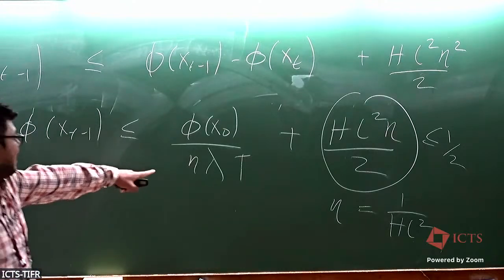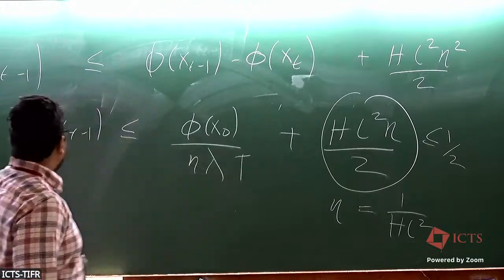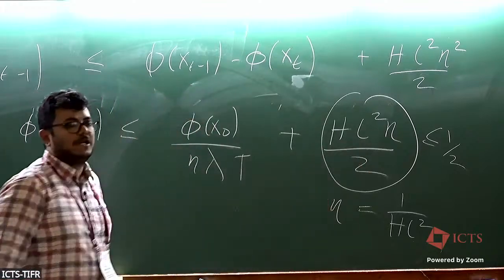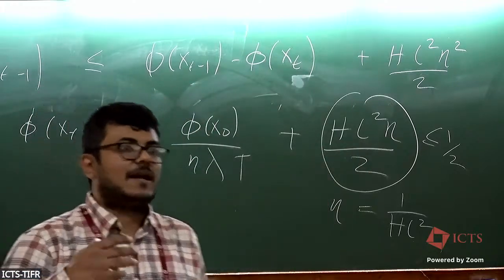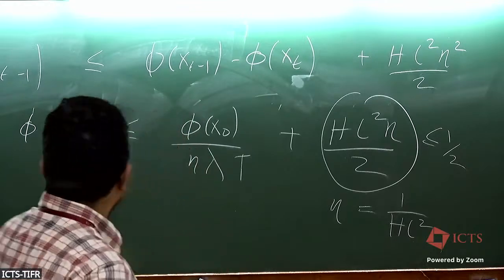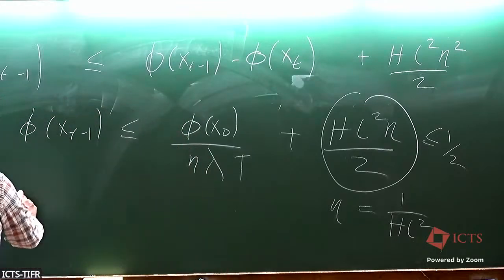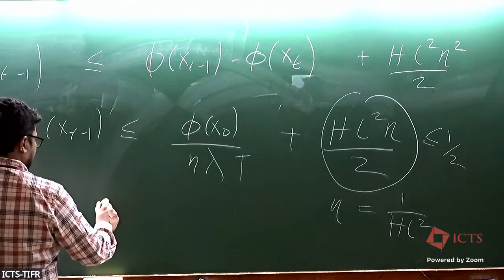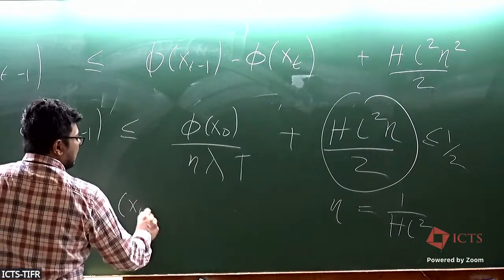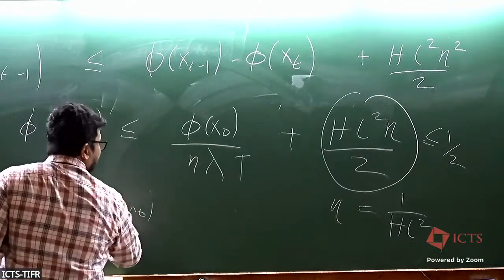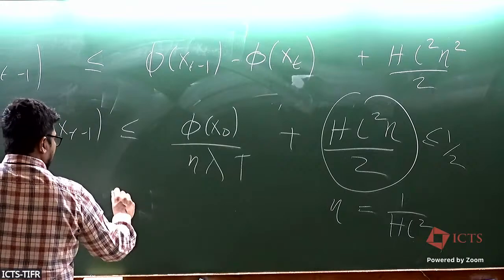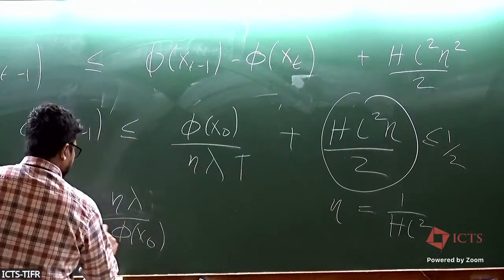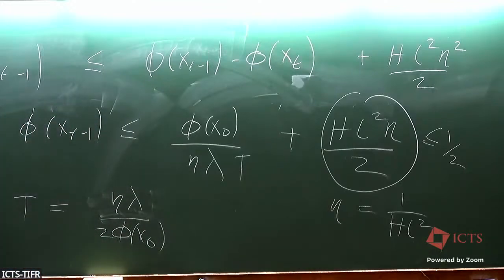Now, if I did this, what this basically implies is that if I run t long enough, then I'm going to get a contradiction, because essentially the right-hand side is going to become smaller than 1. So it means that I cannot run for more than that many steps before I get a contradiction. By the time I reach t equal to phi of x naught divided by eta lambda over p of x naught by 2, I get a contradiction. Okay.